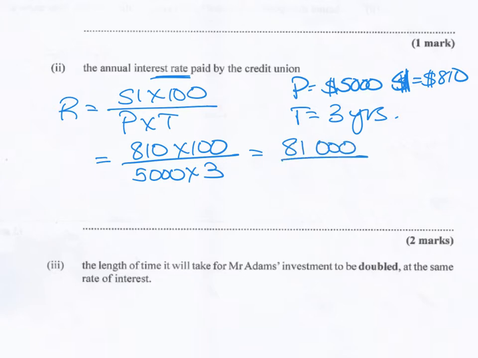That is 81000 over 15,000, which gives us 5.4%.